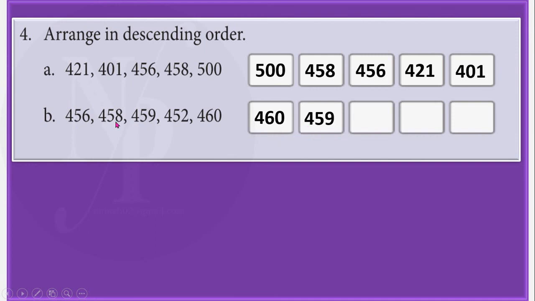Then we have 458, just one less than this, which will come to the next box. And then we have 456, 2 less than this. And finally in the last box we will write down 452, which is the smallest among the given numbers. So we have arranged the given numbers in decreasing order.